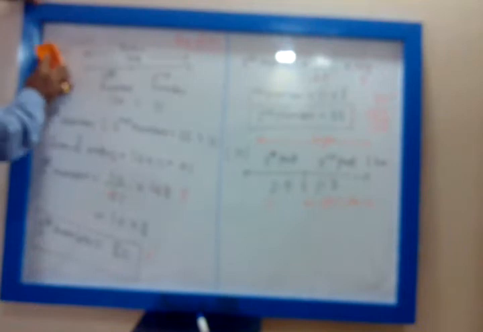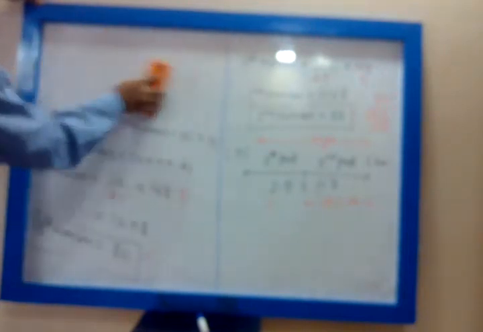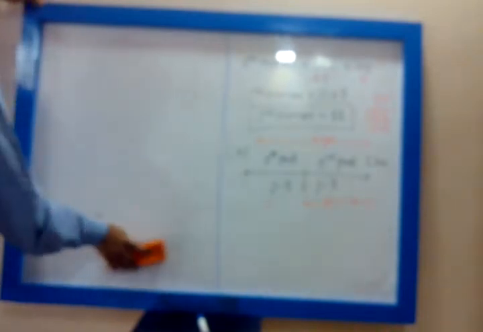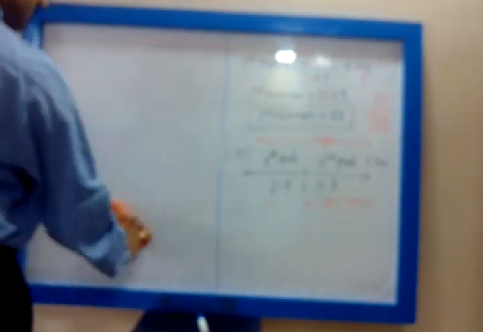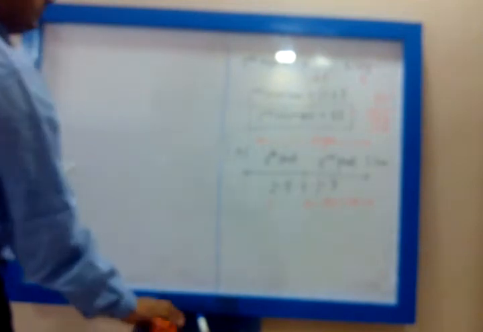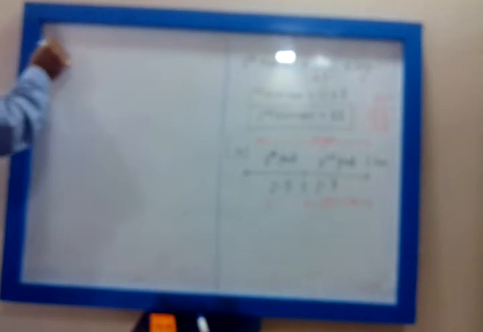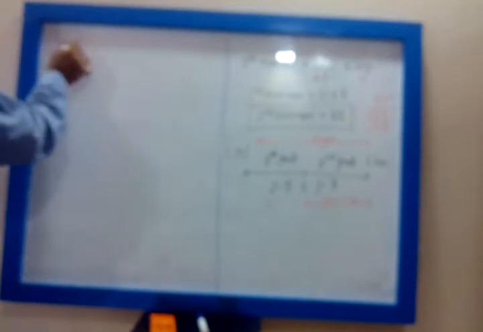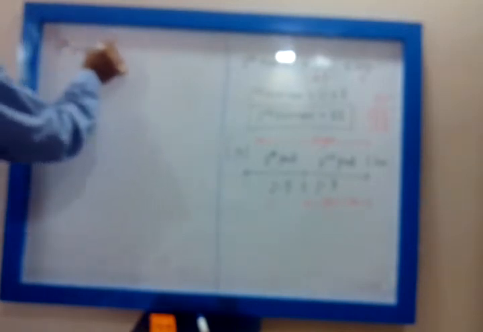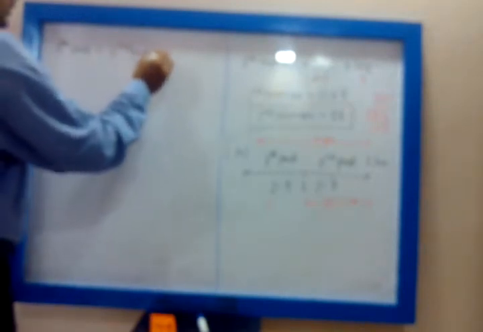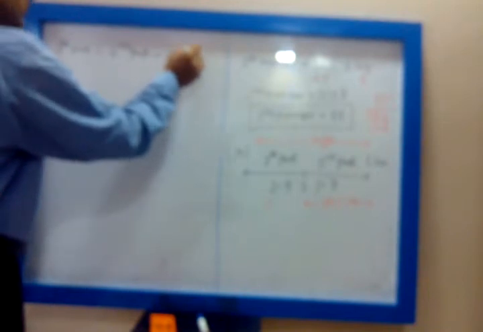So let us solve this. The ratio of first part and second part is given. The smaller ratio is 1.3. The smaller one is 35.1 centimeter. Find the total length of the line. So what do we write? We write first part ratio second part. First part ratio second part is given 2.5 ratio 1.3.